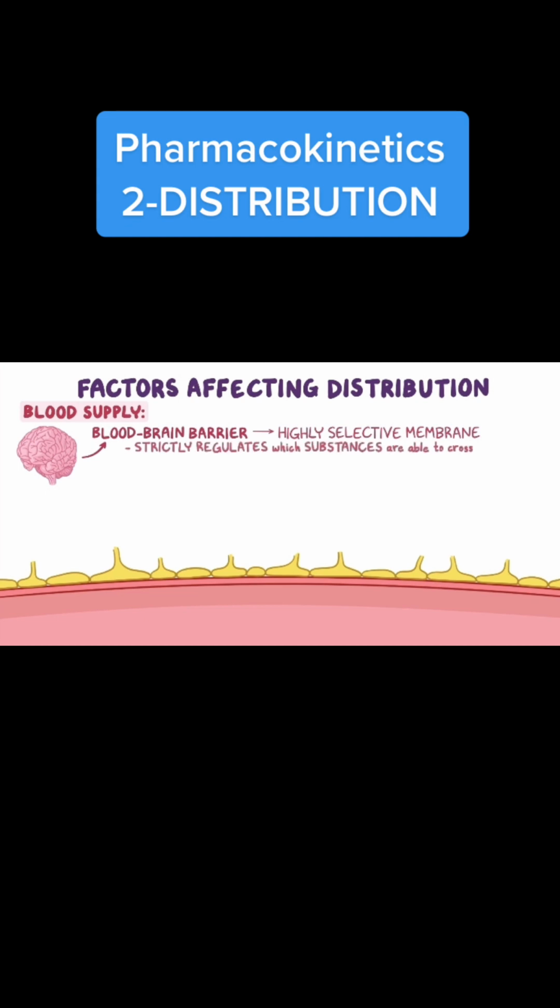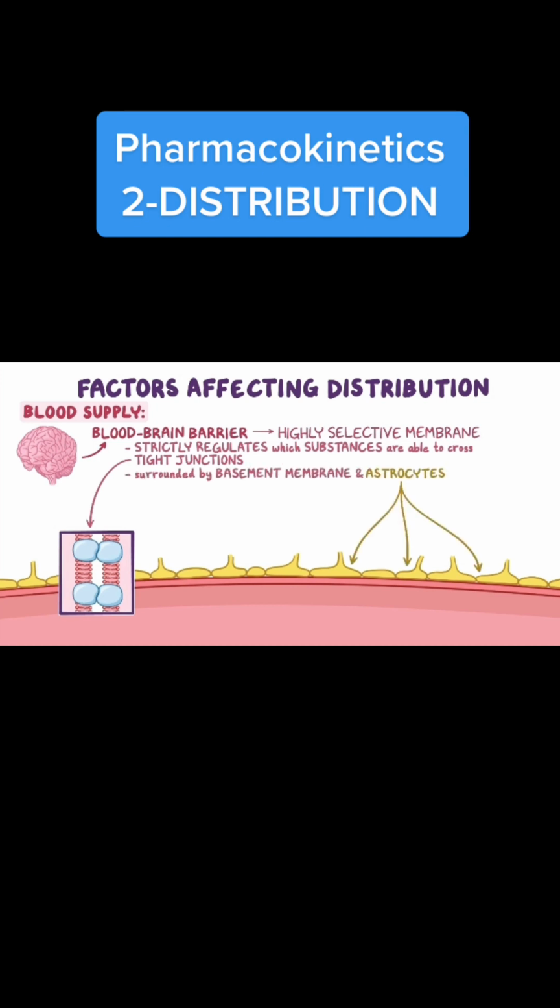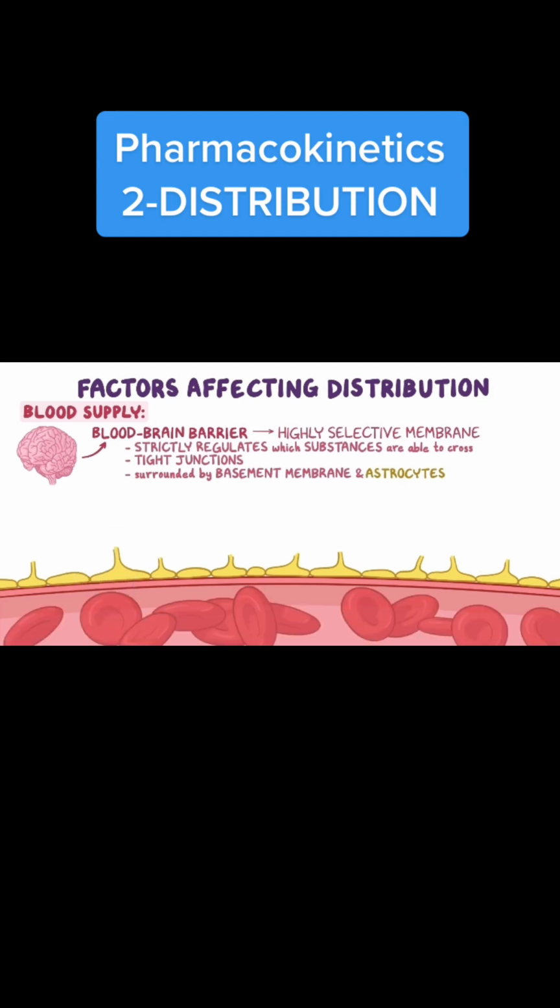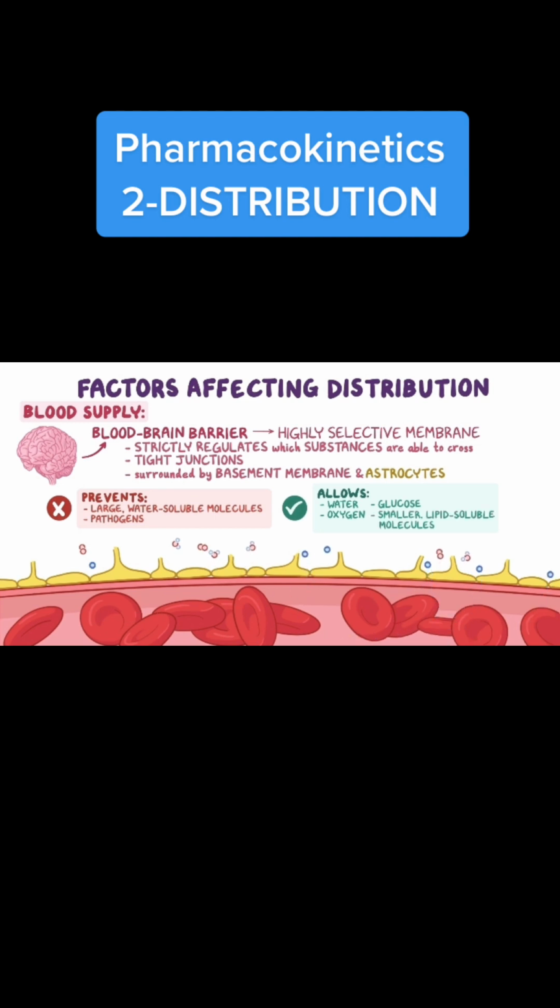The blood-brain barrier consists of tight junctions that seal off the endothelial cells lining the capillaries in the brain. In addition, the blood-brain barrier is surrounded by a basement membrane and astrocytes, which further strengthen it. As a result, the blood-brain barrier is able to prevent the entry of large, water-soluble molecules or pathogens that are floating around in the blood, while letting in water, oxygen, glucose, and smaller, lipid-soluble molecules.